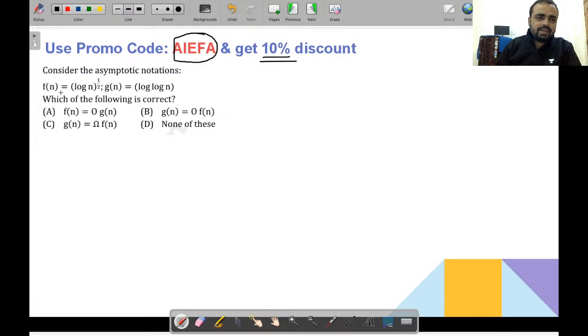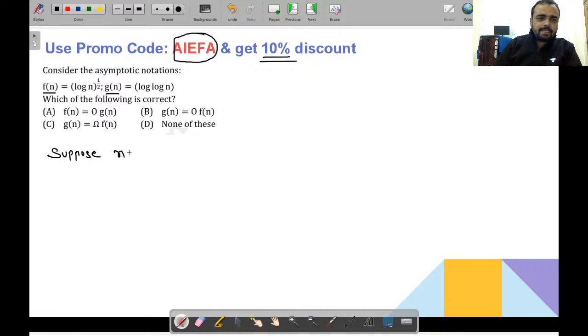Fine. See over here, there are two different functions given, f of n and g of n, and they are asking which of the following is correct. Already I have told you, if you want to compare two different functions, then always assume the value of input size as large as possible. This is quite an interesting problem, so please try to understand.